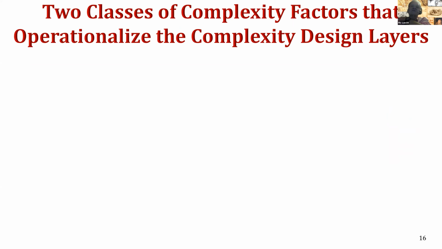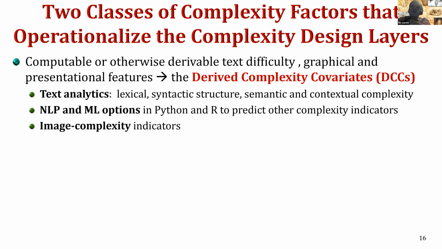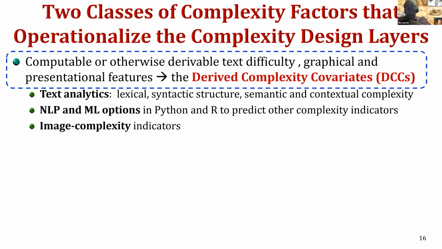Now, two things I've been dealing with here is one is what I call derived complexity covariates. This is using things like text analytics, using natural language processing. We can even get to a point of using some machine learning options in order to actually predict some of these things. I mean, why have people trying to predict the difficulty of text when we can run a product like Coh-Metrix and get 106 indicators in a few seconds?